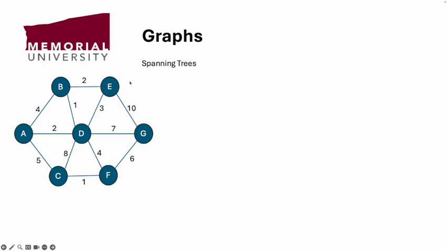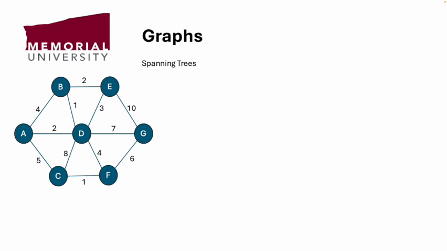We need to keep all the vertices. How many vertices? It's 7: 1, 2, 3, 4, 5, 6, 7. 7 vertices, and we want to keep 6 edges. Within these 6 edges, they can connect all the vertices. So now we want to find the what?